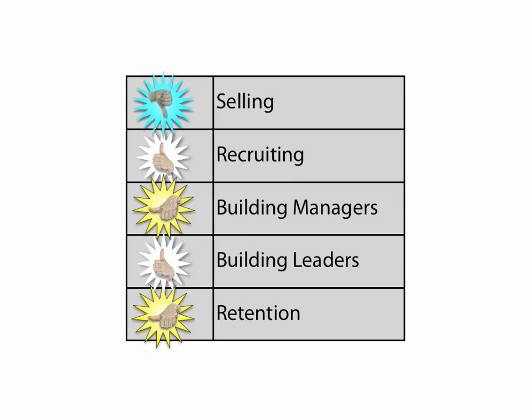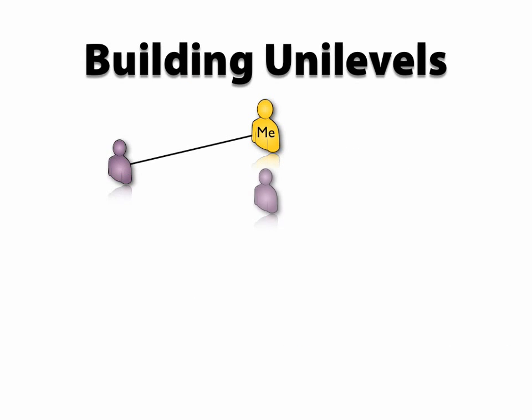Building leaders, I can get there because I get paid on them. And retention, here again, you have to build something. When I say sideways, what that means is there's nothing intrinsic in the plan that makes it work. You have to build that into the plan. Okay, now let's look at how a Unilevel is built and the strengths of it.